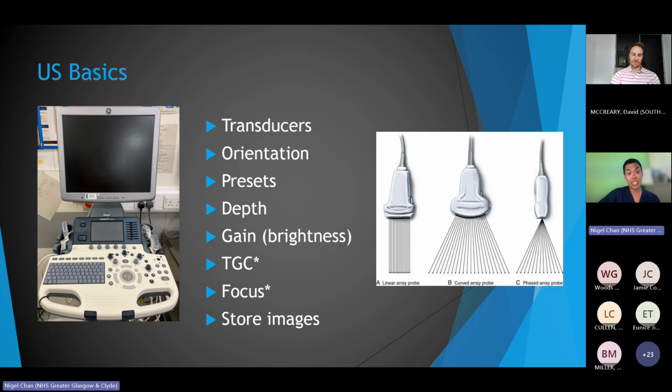And then from a basic controls point of view, find out how to adjust the depth and find out how to adjust the gain, which is the brightness, basically. And I put this thing called TGC and focus in asterisks, because again, not all machines will have these. But for our machine, you can adjust the focal point, which looks like two little egg timers on the sides. Adjust that to the bit you're actually interested in, because it'll make your image as clear as possible. And TGC stands for time gain compensation.